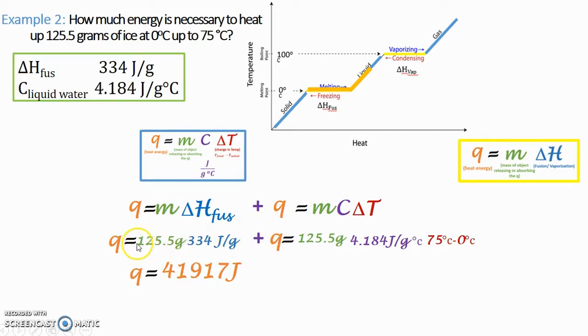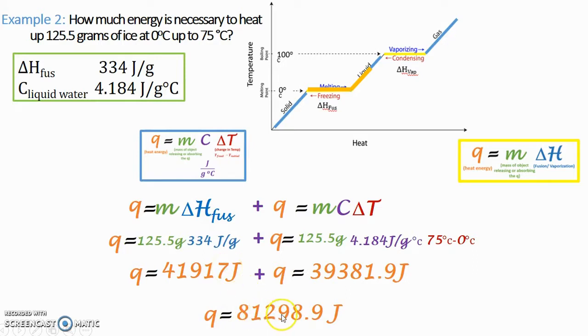So when you multiply 125.5 grams with our heat of fusion, you're going to get a Q value of 41,917 joules. And then on the right side, when you multiply all this over, you're going to get a Q value of 39,381.9 joules. The last thing that you need to do is add these two values together to get our final answer of 81,298.9 joules.